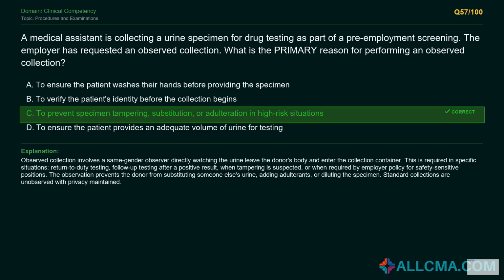The correct answer is C. Observed collection involves a same-gender observer directly watching the urine leave the donor's body and enter the collection container. This is required in specific situations: return-to-duty testing, follow-up testing after a positive result, when tampering is suspected, or when required by employer policy for safety-sensitive positions. The observation prevents the donor from substituting someone else's urine, adding adulterants, or diluting the specimen. Standard collections are unobserved with privacy maintained.